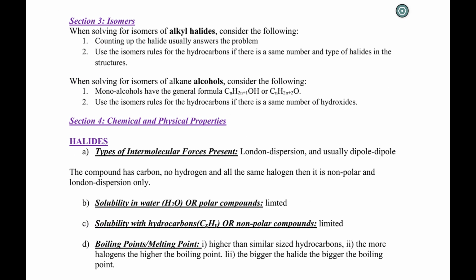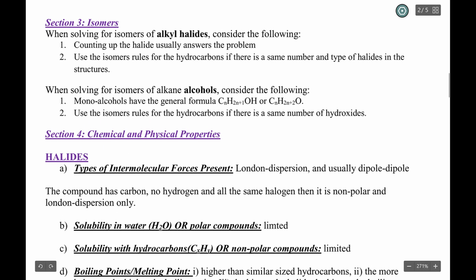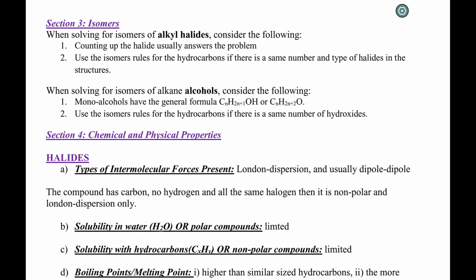Okay, we're going to tackle the next two sections all in one go here, which is isomers and chemical and physical properties. So we'll start with talking about isomers and general formulas, etc.